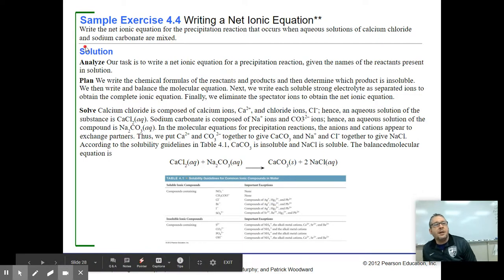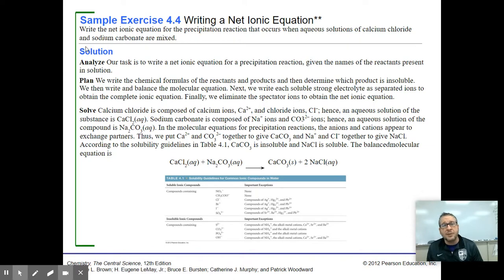Write a net ionic equation for the precipitation reaction that occurs when aqueous solutions of calcium chloride and sodium carbonate are mixed. Okay, so first thing is we have to figure out what our formulas are going to be for our reactants. Then we have to figure out what our new formulas are going to be after we switch them around for our products. And then we've got to balance it. So our first one was calcium chloride. Calcium is 2+, chloride ions are -1. You whoop them and you get CaCl2. It's aqueous because we're told it's aqueous.